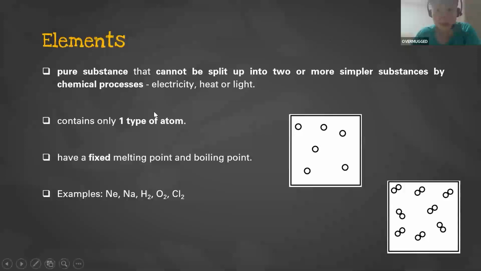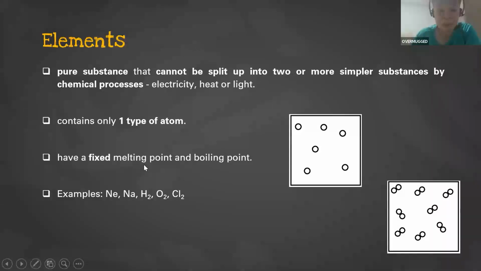Next, an element only contains one type of atom. As you can see in the diagram on the right, there's only one kind of ball or one kind of atom. And elements are pure substances. What does that mean? Elements will have a fixed melting point and boiling point.